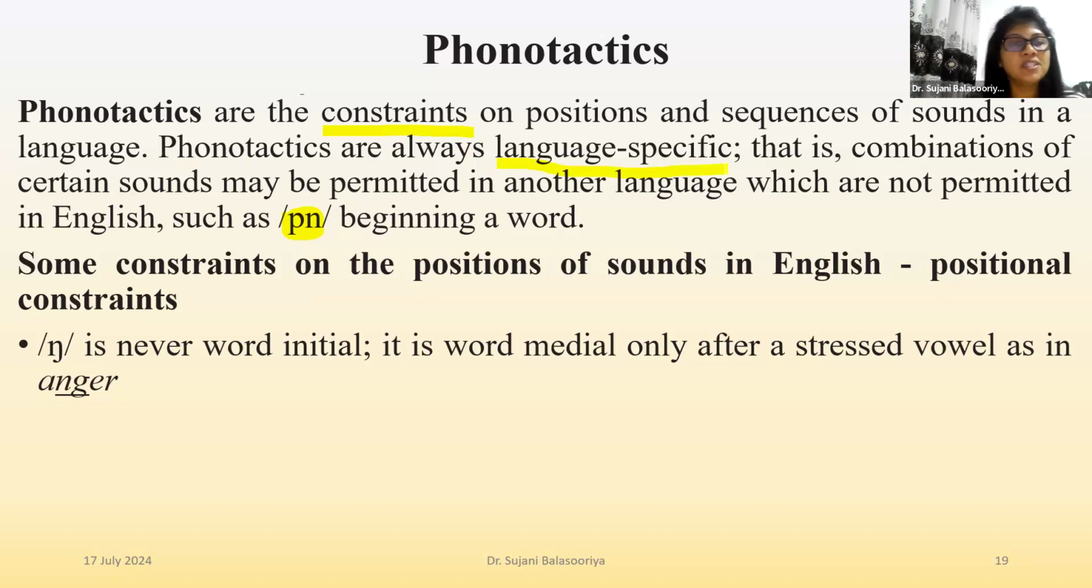There are some positional constraints in English. Positional constraint means some constraints on the positions of sounds in words. Because when we talk about positions, we have three basic positions of a word: initial position, middle position, and end position. So talking about English words, there are some sounds that are not normally coming in the initial position, just like this one, ng.